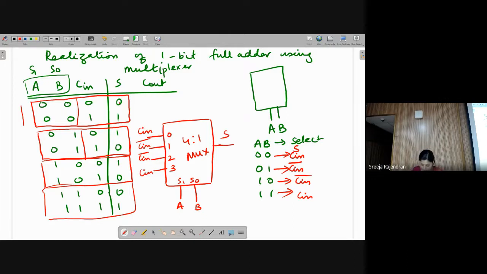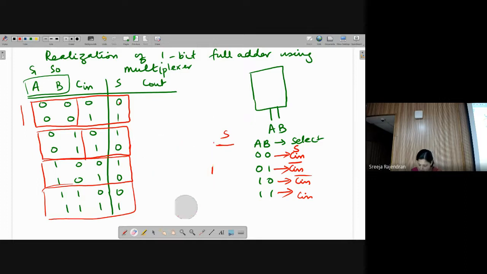So now, is it done? I'm going to rub this off for the time being, because I have to write what the carry is now. So carry, now. So a little more.